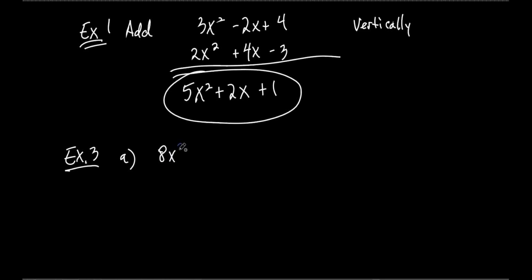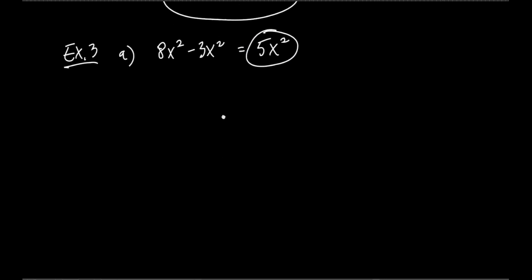So if I have 8x squared minus 3x squared, really, this isn't really any different than addition. The rules are exactly the same, except you don't just add the 8 and the 3. What do you do to the 8 and the 3? You subtract them. It's 8 minus 3, which is 5. You keep the term. And so really, the spirit of the problem is really no different than what we've done before.